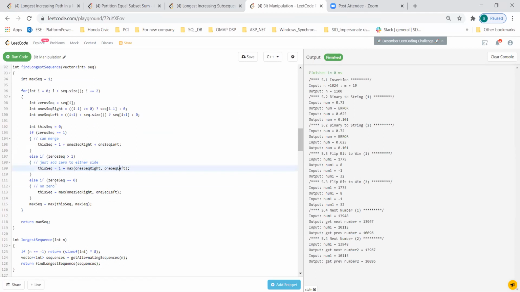Okay, but if our 0 sequence is 0, this will happen only at the corner cases, when we are at the LSB or when we are at the MSB. Correct. So in that case we just take either the right side or the left side, and then we go through this whole for loop and always keep on updating our max sequence. It's like the max so far. So then it becomes very easy, right? This for loop is very simple.